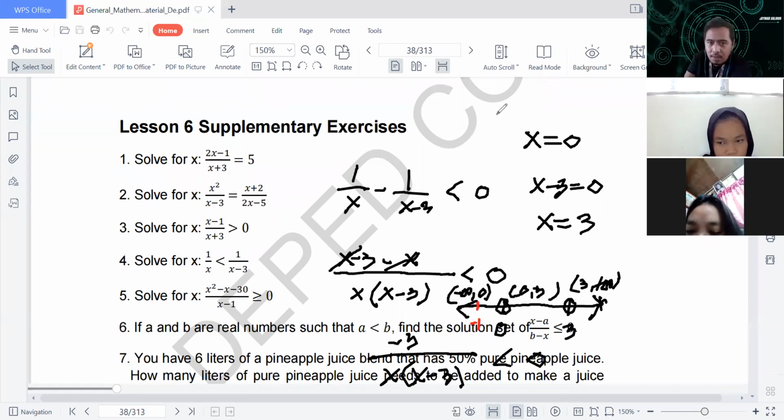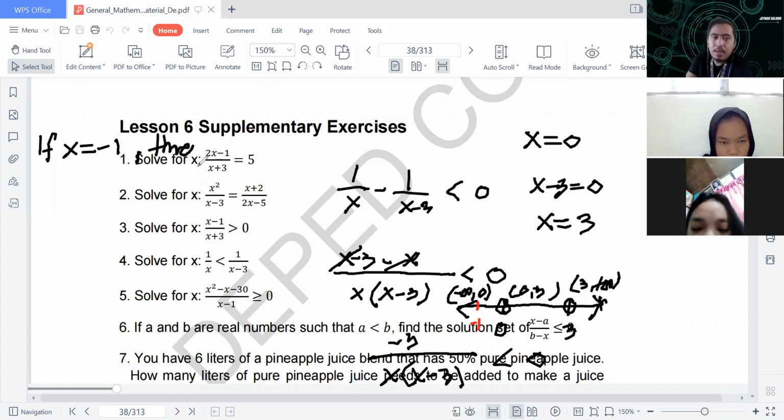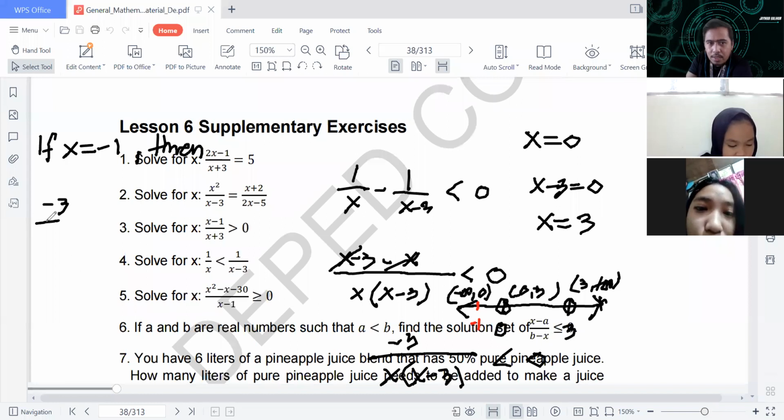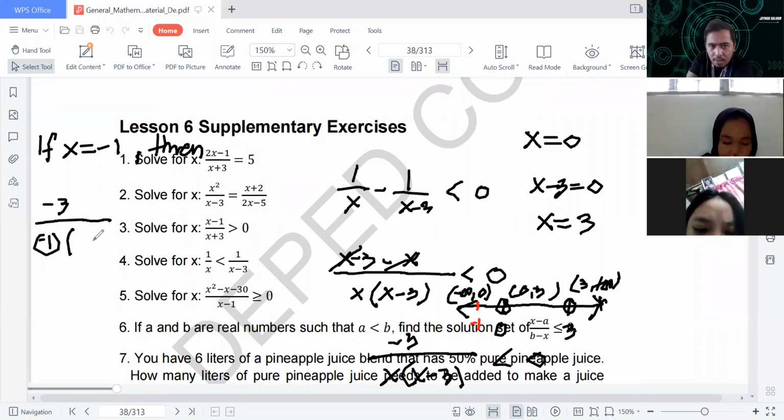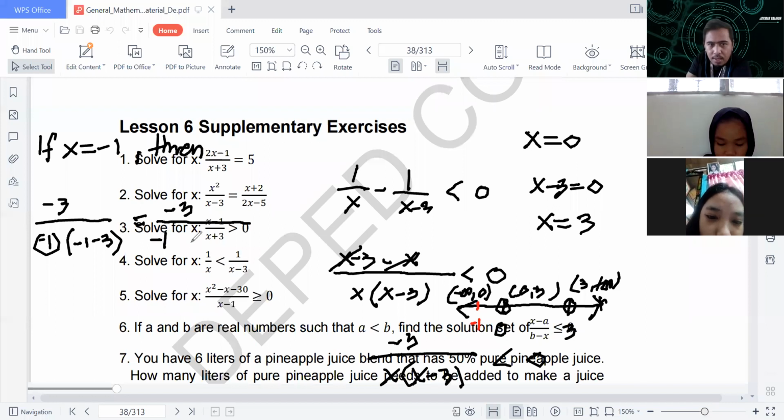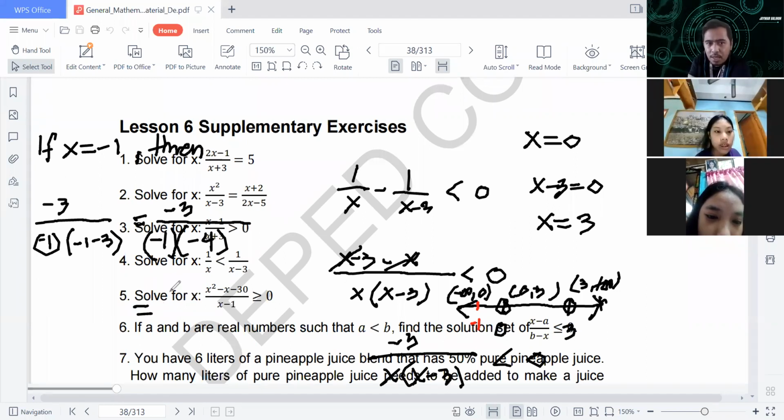So if we test x equal to negative 1, you just use this inequality. You have negative 3 over, since x is negative 1, it becomes negative 1 minus 3. Is it less than 0? Let's test it. The numerator is negative 3, and in the denominator it becomes negative 1 minus 3, which is negative 4, right? Simplifying further, it becomes negative 3 over positive 4, because negative 1 times negative 4 is positive 4. And this is a negative number, and a negative number is less than 0.